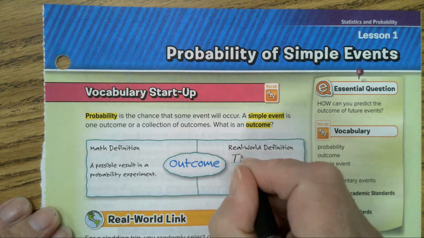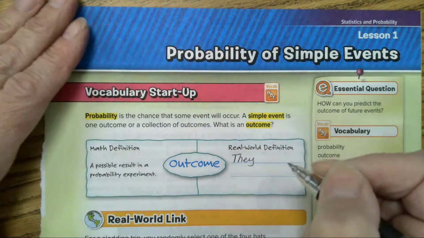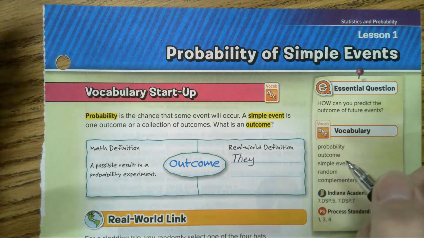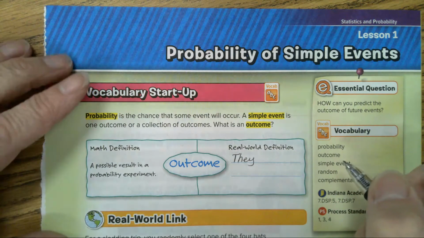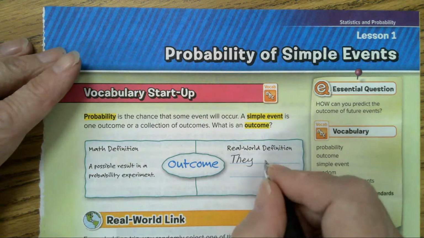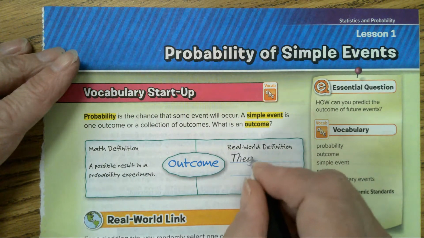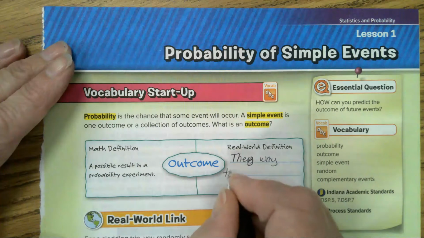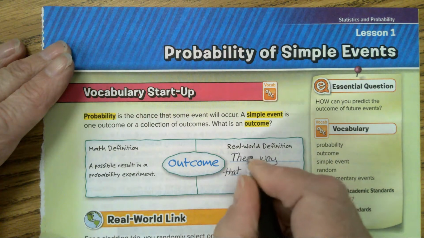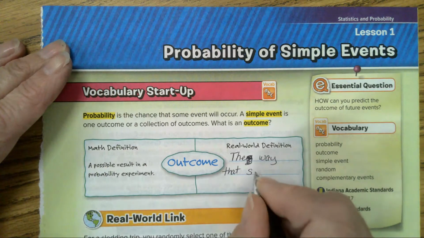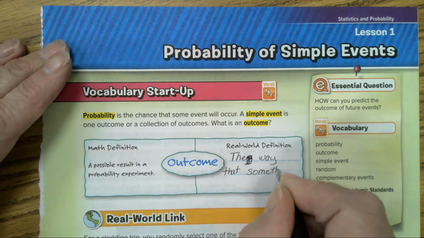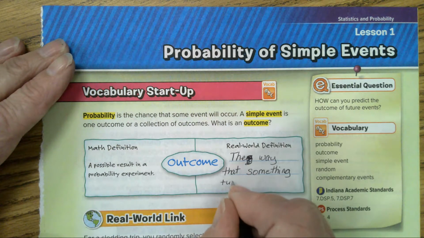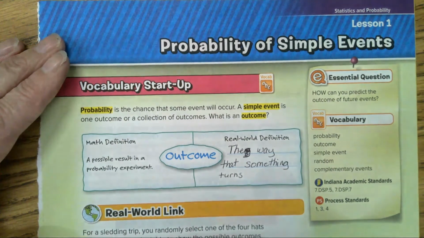Like, who's going to win the basketball game tonight? We really don't know. We can predict, but the outcome is just the way that it turns out. Is it going to be Kansas? Will it be North Carolina? We really don't know right now. We'll know tomorrow. It's the way that something turns out. The results. You don't have to write down exactly what I'm doing.